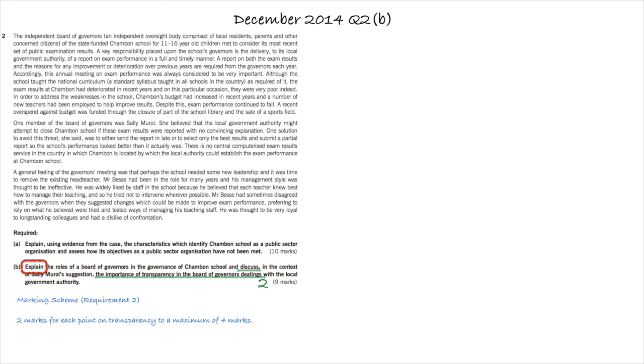So note the difference here between explain and discuss. Explain, we're broadly looking for 1 mark per point made, whereas discuss, as we've seen here, we will get 2 marks, because basically you want to think of discussing as giving both sides, or at least going into more detail to give contrary points of view. In addition to that, there's 1 mark for evidence of understanding of transparency anywhere in the answer. But I want to be clear about what's required to discuss something in this exam.